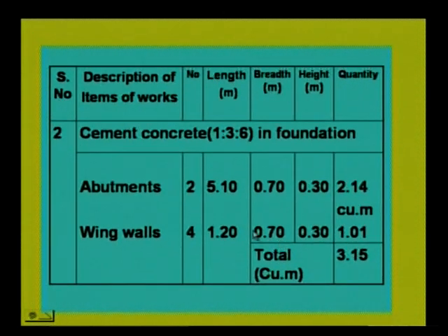And the next item is CC bed, cement concrete 1:3:6 in foundation. This item is calculated for abutments as well as for wing walls. Wing walls means the returns. So for the abutment, two abutments are there, and the length of the abutment is 5.10. Let us again look at the picture. See here, this one.